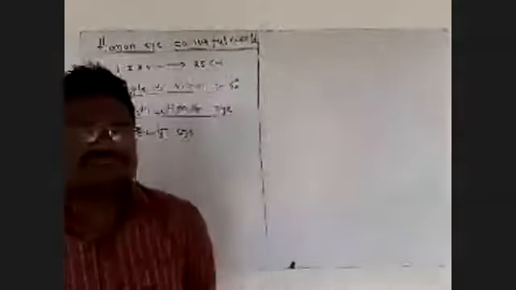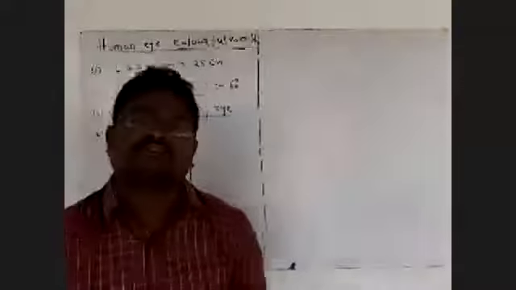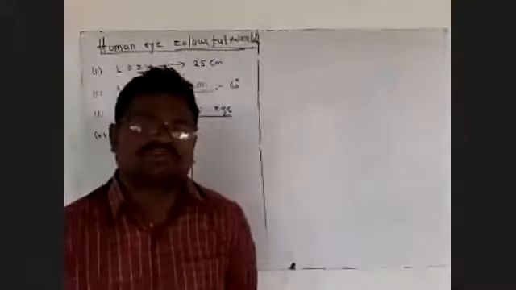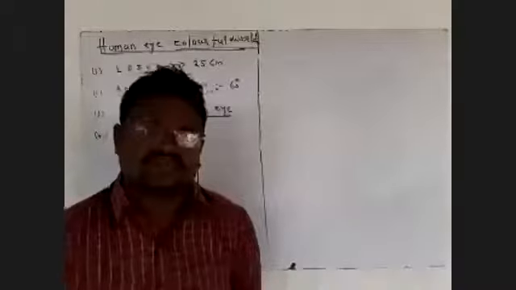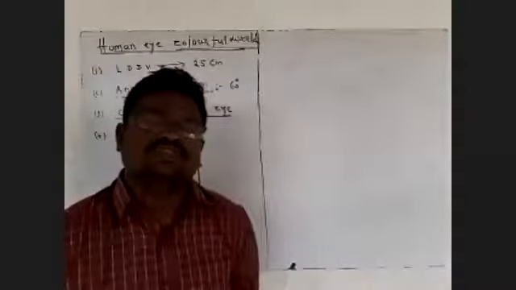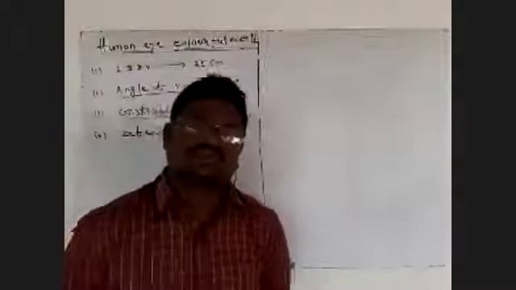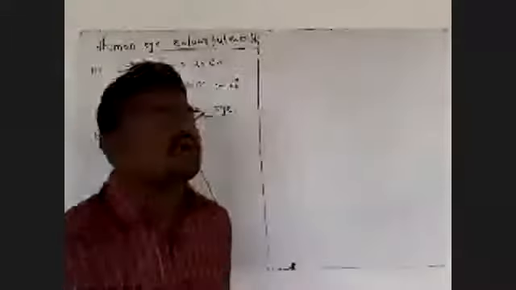And changing the focal length of the convex lens by the ciliary muscles is called accommodation of the eye. What is the meaning of accommodation of the eye? Changing the focal length of the convex lens by the ciliary muscles is called accommodation of the eye.